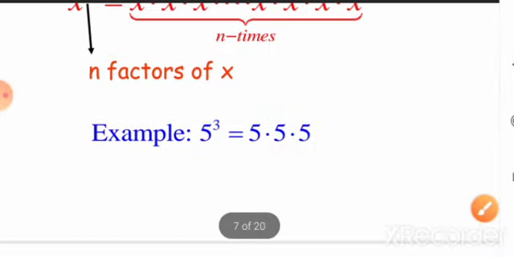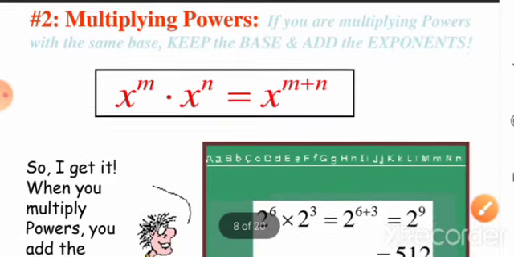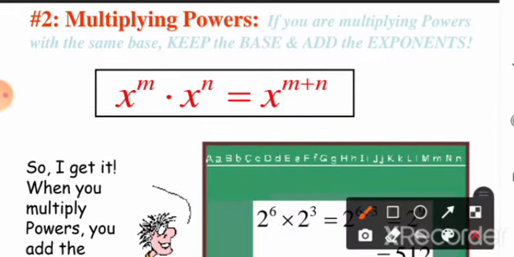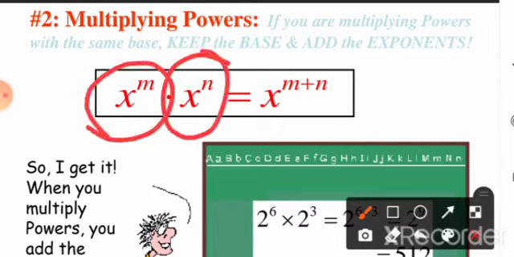So now next one is multiplying the powers. How to multiply two powers? If we are multiplying powers with the same base, keep the base and add the exponents. X power m into x power n is equal to x power m plus n. So when you multiply the powers, you add the powers. If you multiply powers with the same base, the result, you can add both powers.